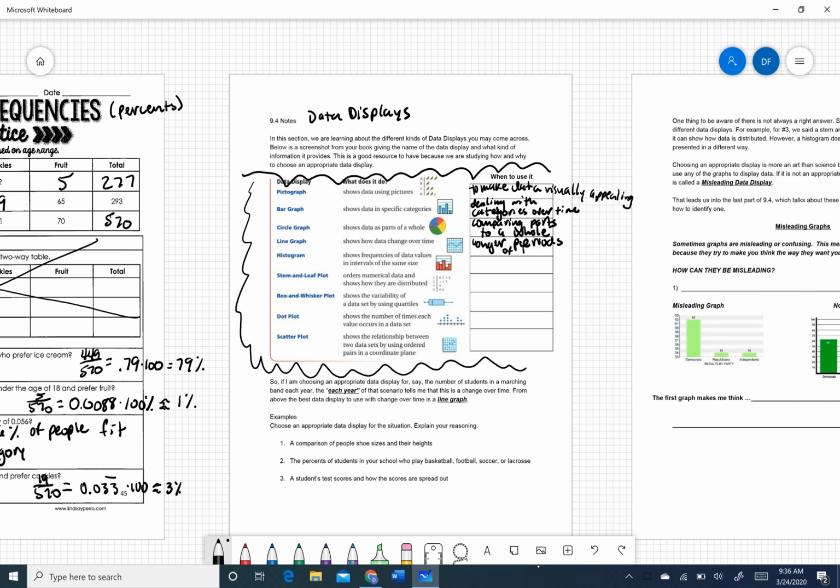So longer periods of time, right? And so shorter is probably going to be better for a bar graph.